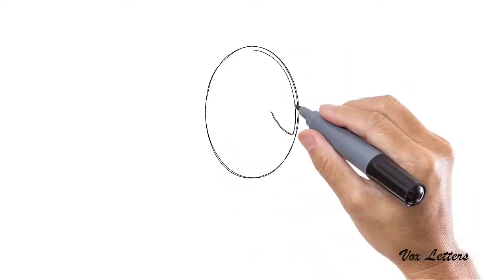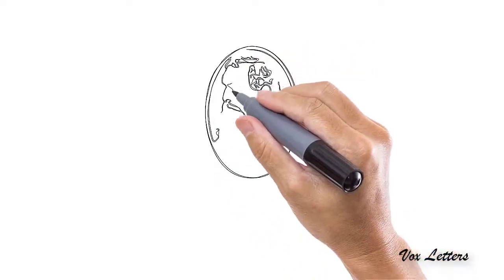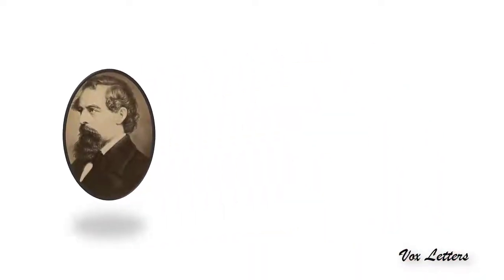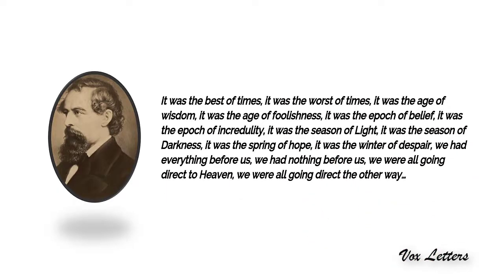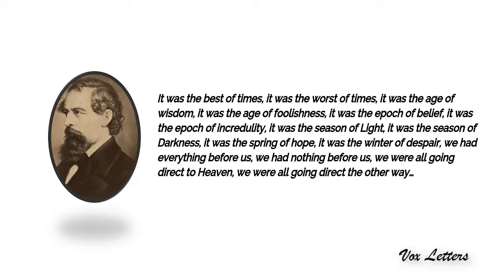One of the best examples of antithesis is found in Charles Dickens' novel A Tale of Two Cities. In this excerpt, there are many examples of antithesis. Best of times is the opposite of worst of times. Age of wisdom is the opposite of age of foolishness. Epoch of belief is the opposite of epoch of incredulity. Season of light is the opposite of season of darkness. Spring of hope is the opposite of the winter of despair. And lastly, everything is the opposite of nothing.